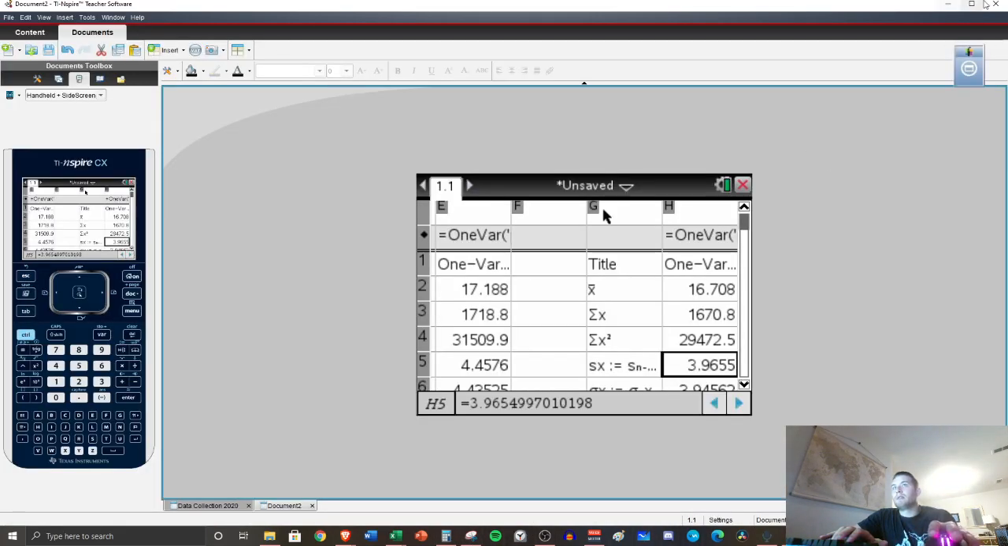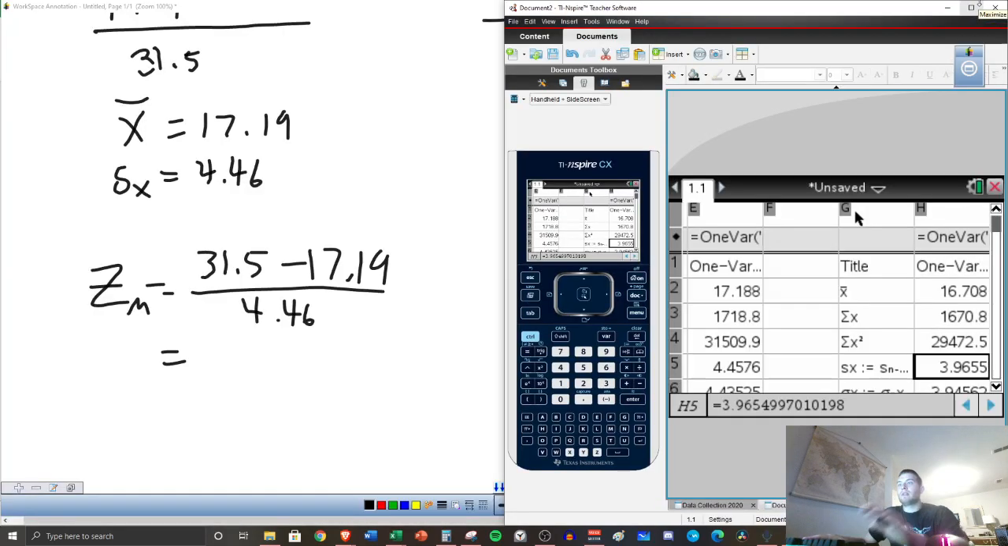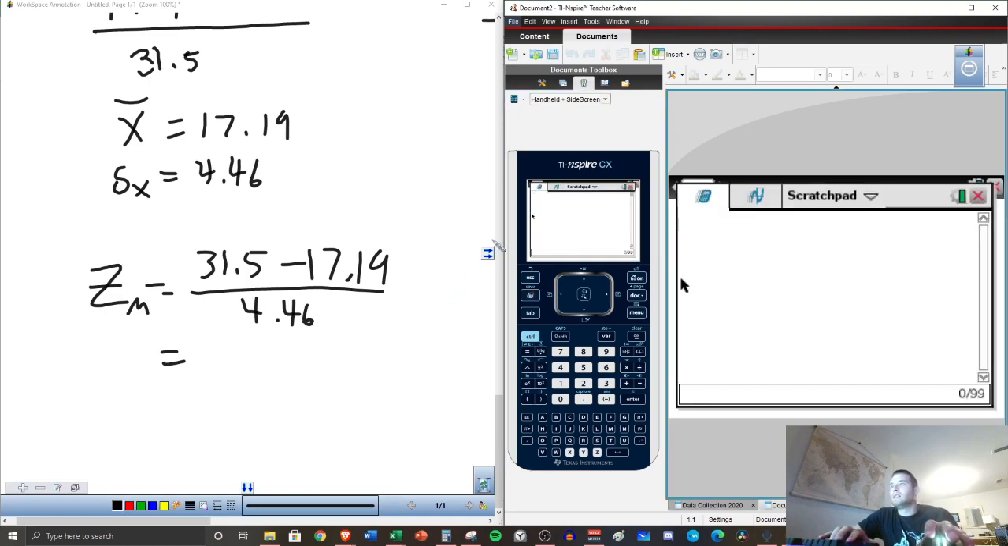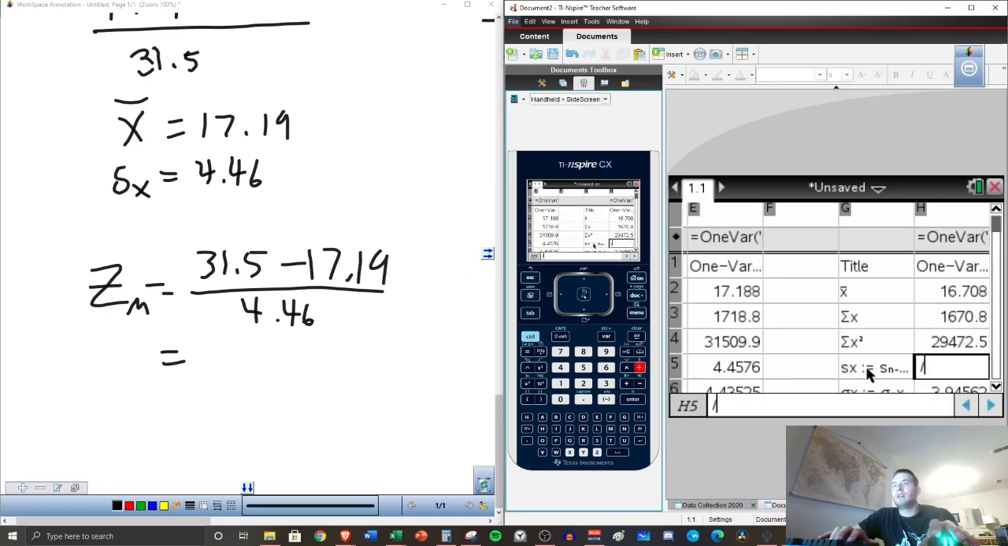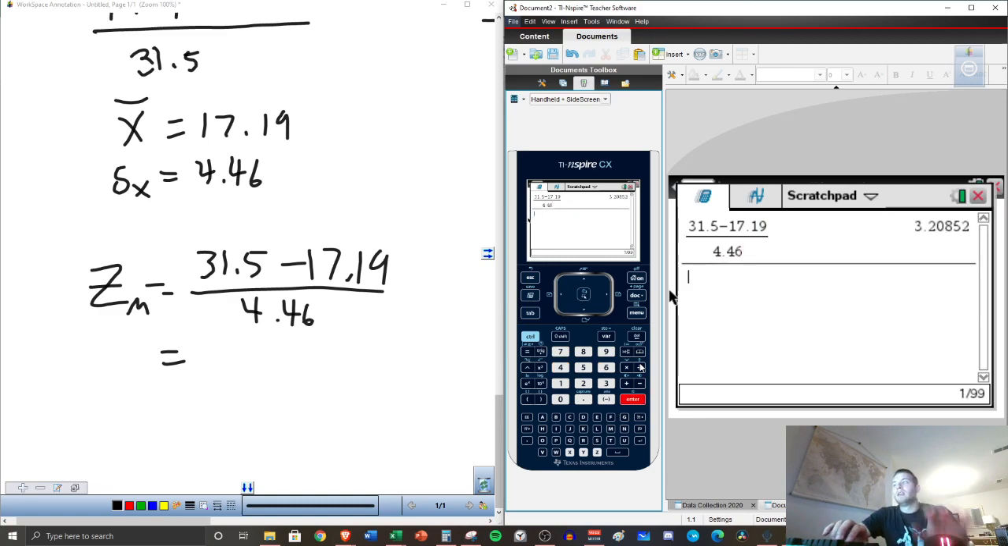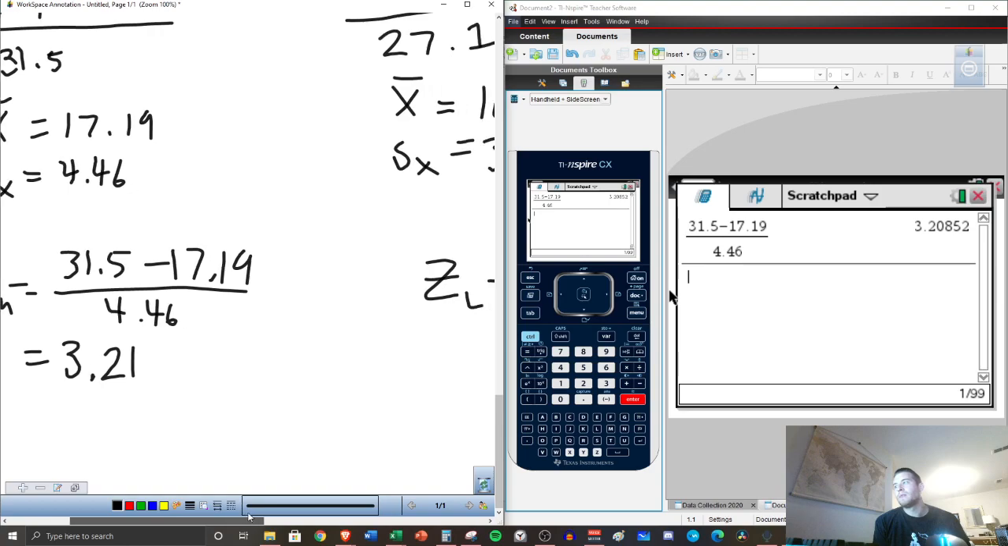I'm going to minimize this. I'll put it over here. Okay, let's do this. Control divide. We want 31.5 minus 17.19 over 4.46. Okay, that's pretty unusual, right? That's above 2. So he got 3. We always go to 2 places on our Z-scores.